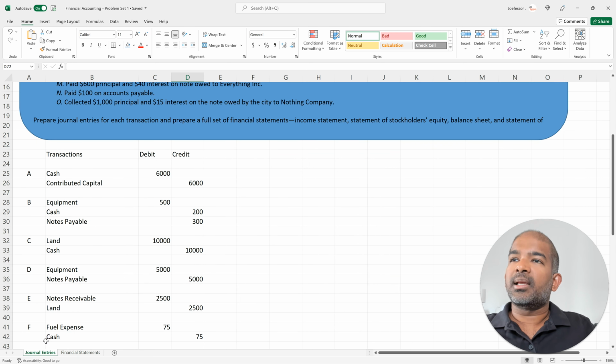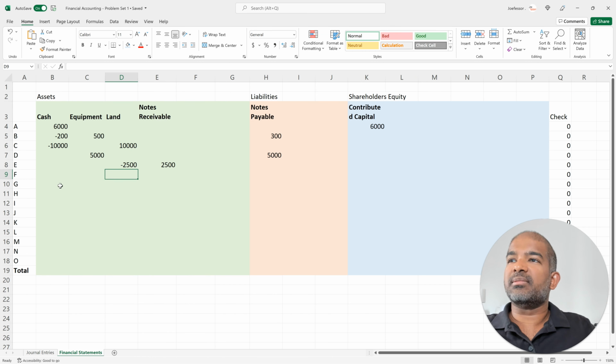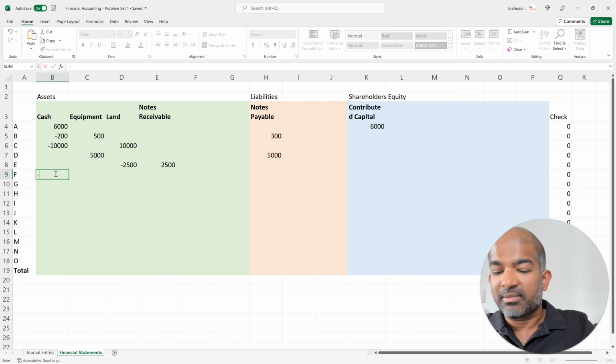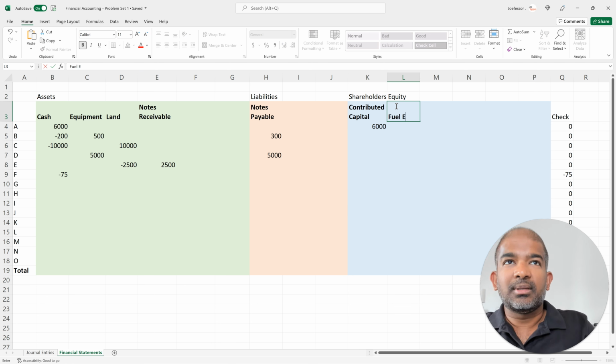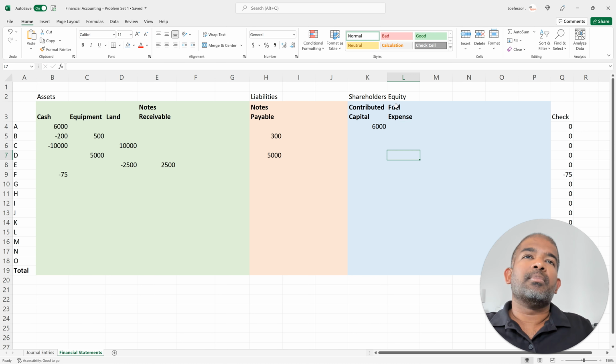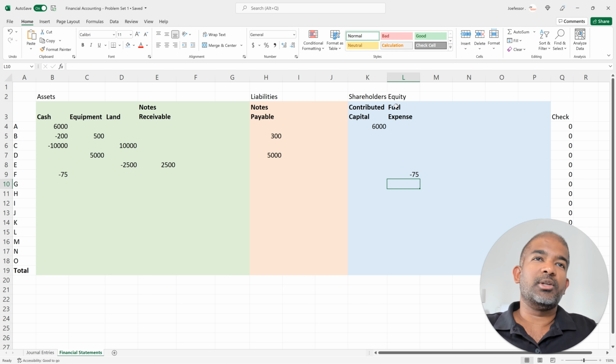The next transaction, fuel expense of 75 and cash goes down 75. Cash goes down 75 and fuel expense goes under stockholders equity, but because it's an expense, it has a negative effect on the stockholders equity, so I'm going to record it using a negative sign. So fuel expense is $75, which decreases the stockholders equity by $75. That's how I would read the negative sign here.